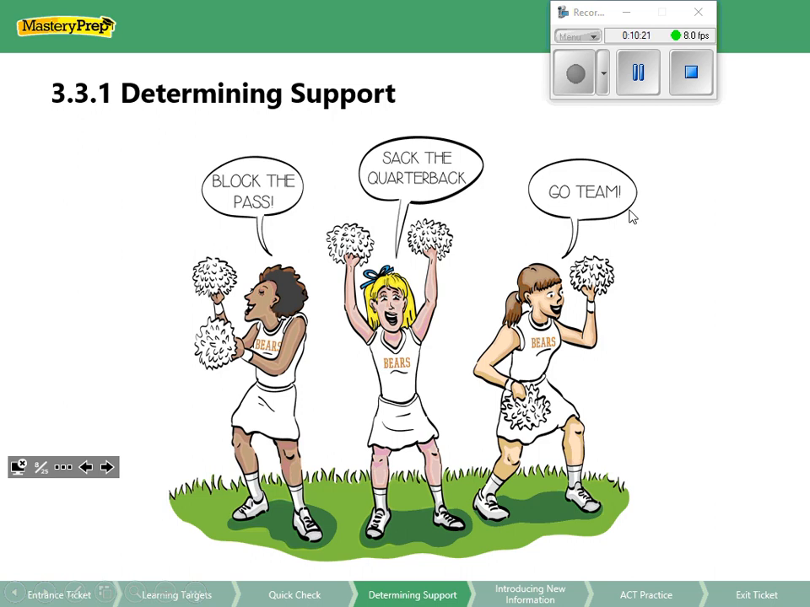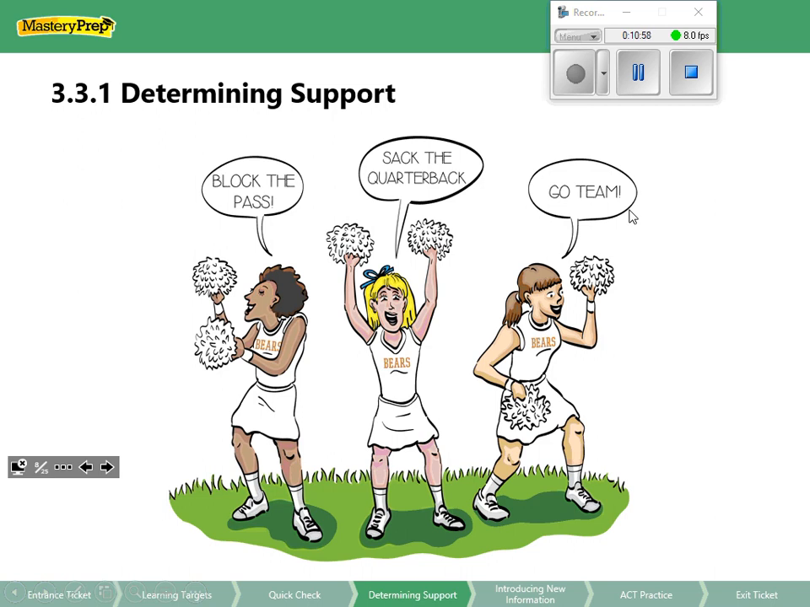Now, is the team on offense or defense? Block the pass. Because, I mean, it could be on offense, but that'd be a little contradictory there. So that's it. All we did was utilize this one picture and get multiple pieces of information from it. And that's really what we'll be doing with most of the science passages, is looking at what they give us and trying to support or identify information that we are given.